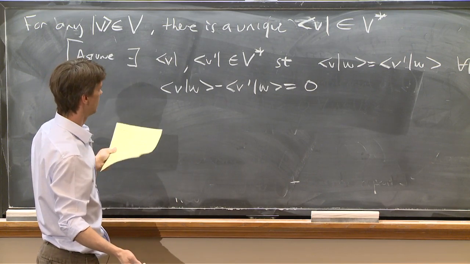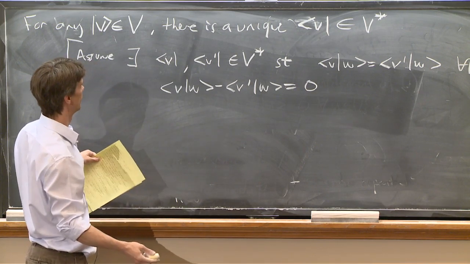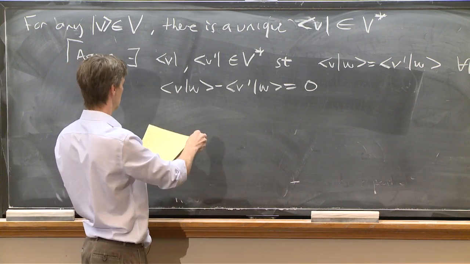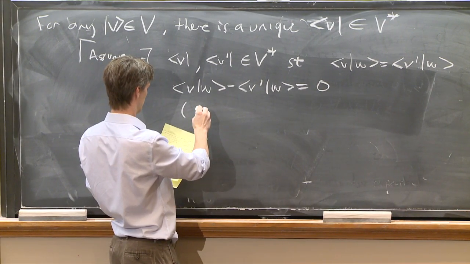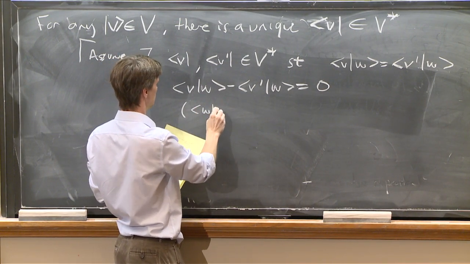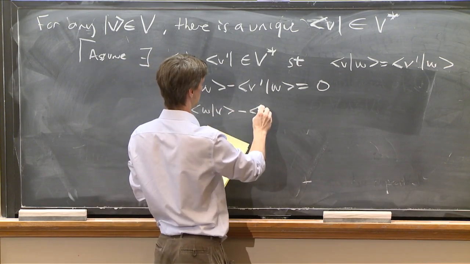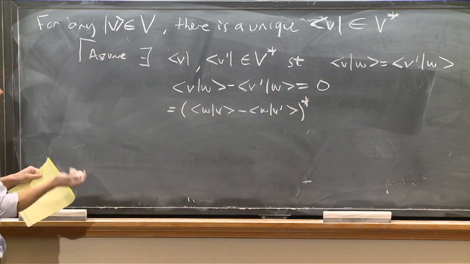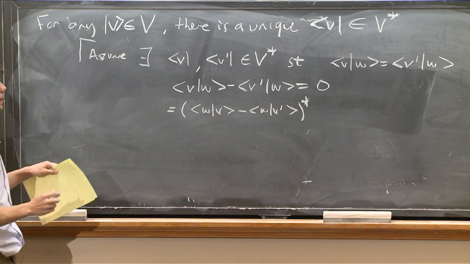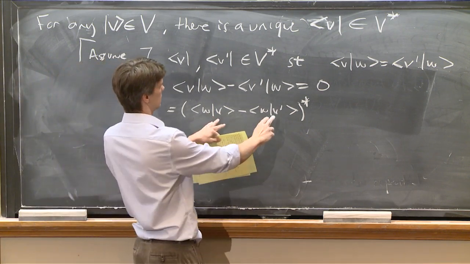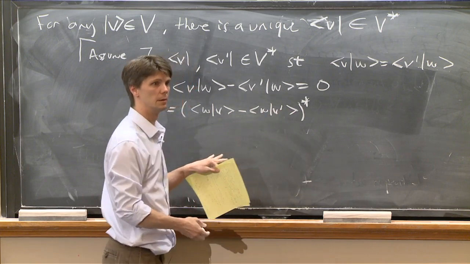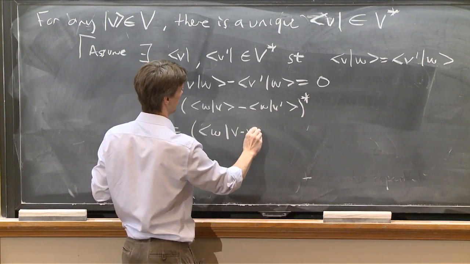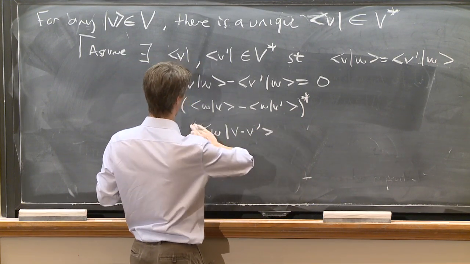which I can then use the skew symmetry of these objects to write as wv minus wv prime star. Right, so I've just changed the order of both of them. And then I can use the property that kets, I can combine them linearly. Right, so I know that this is equal to w v minus v prime star.